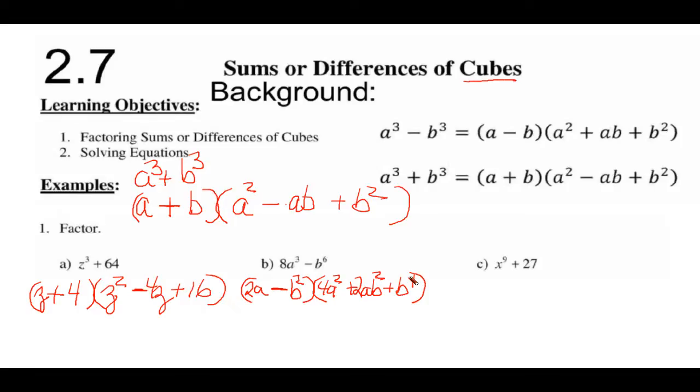Now you can check your answers below, but this is the pattern. So this is a perfect cube, this is a perfect cube. Parenthesis for 2, parenthesis for 3. The sign here is plus, the opposite sign here. The cube root of that is x to the 3rd. The cube root of 27 is 3.